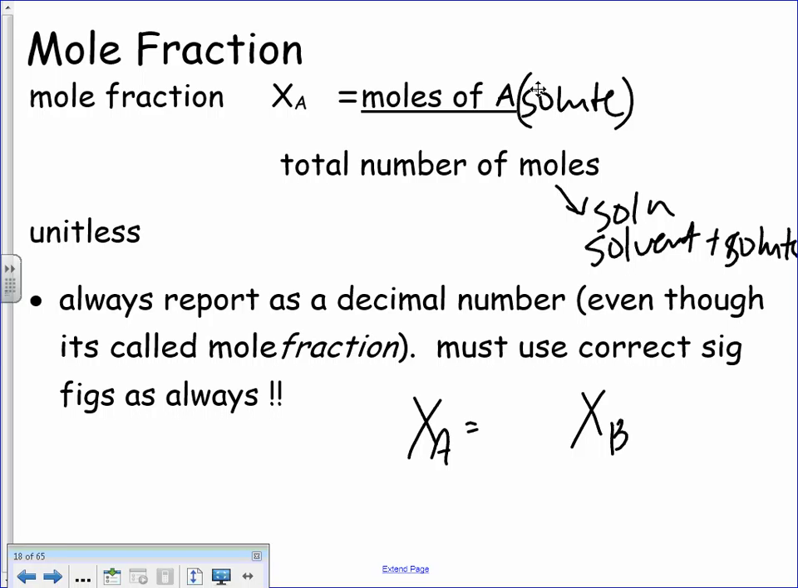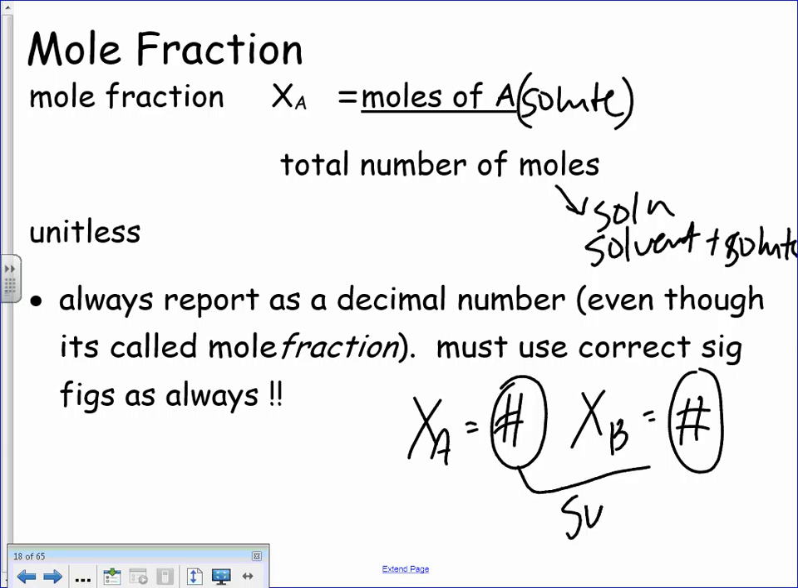What if I have XA for my solute and I have XB for my solvent? This is a number, this is a number. What happens if I add these two numbers together? What will they equal? 1, right? Because a fraction is just a decimal. Like, let's say this is 0.5, this is 0.5, they should sum to 1. That's how you'll know you're on the right track, if you need to verify mathematically.